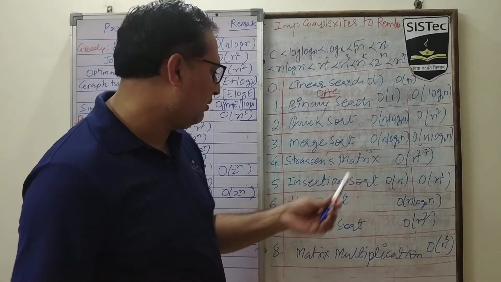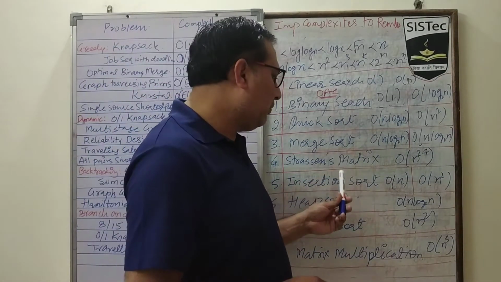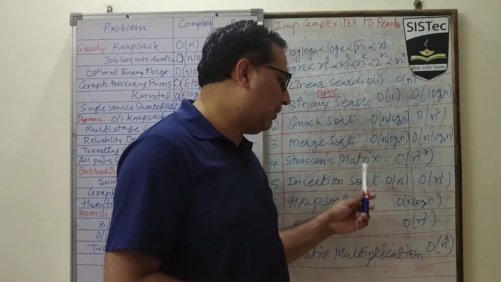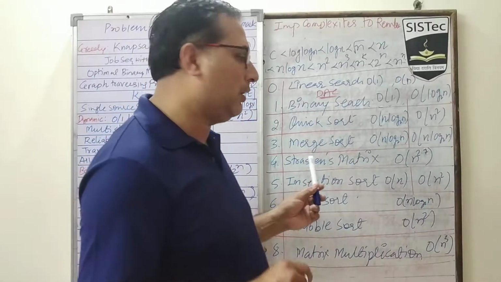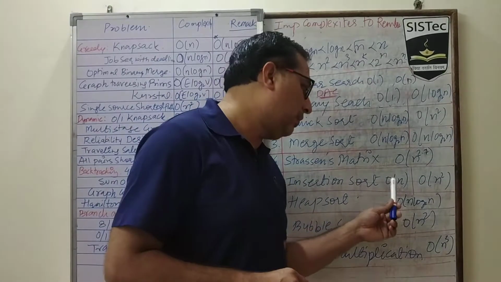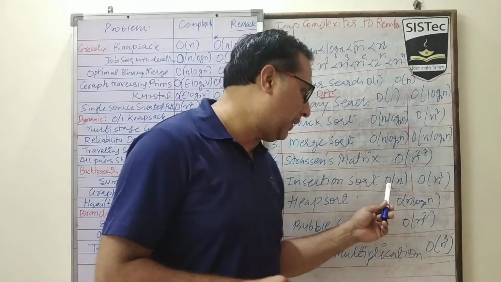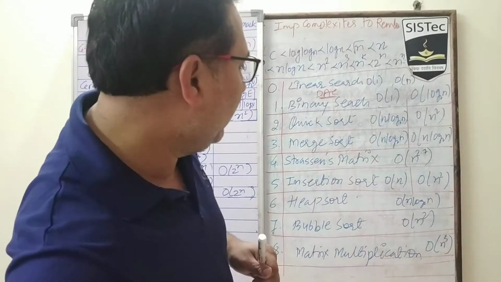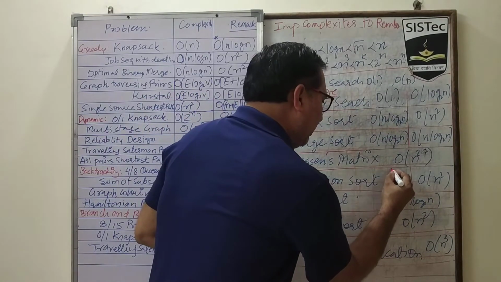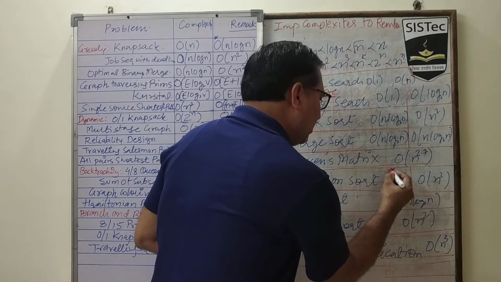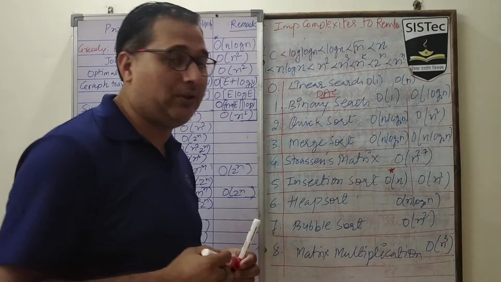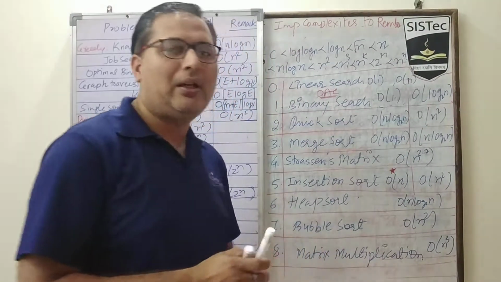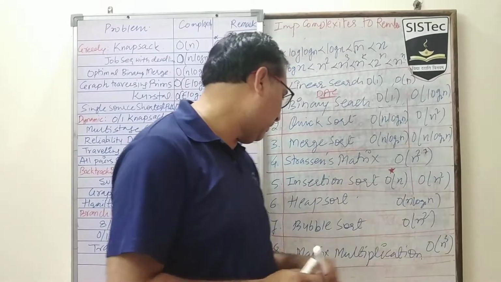Come to insertion sort. This is a comparison based sorting algorithm having the complexity of the order of n. That is important. In an almost sorted list, insertion sort gives the complexity of the order of n. This is the best case of insertion sort. Otherwise, the complexity is n square.